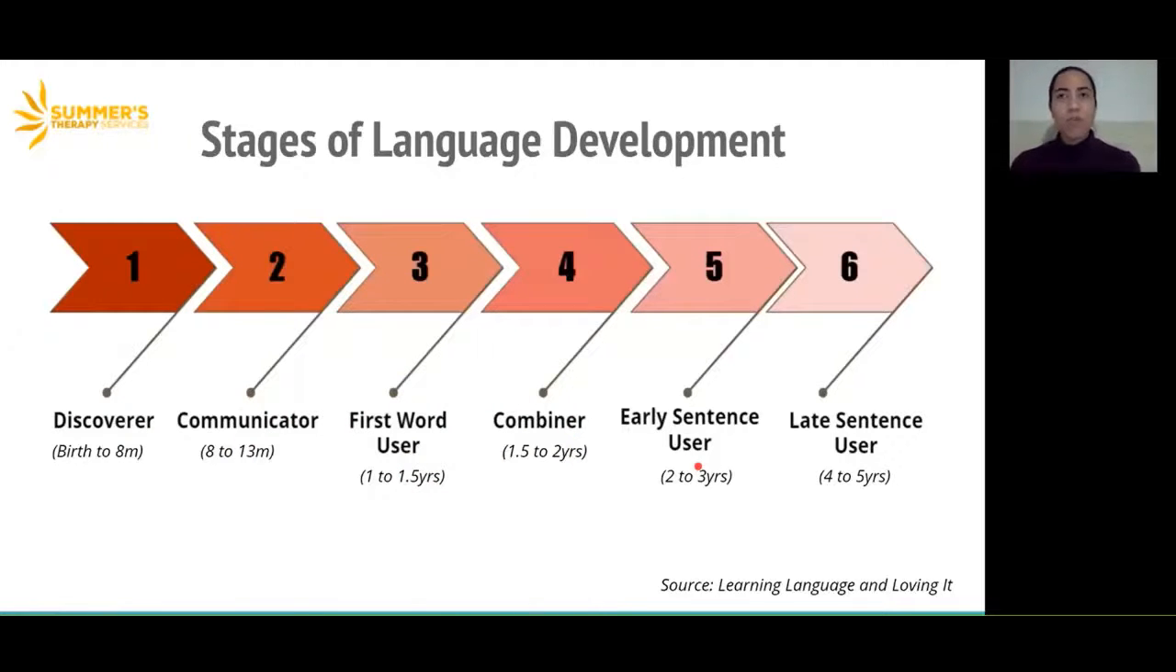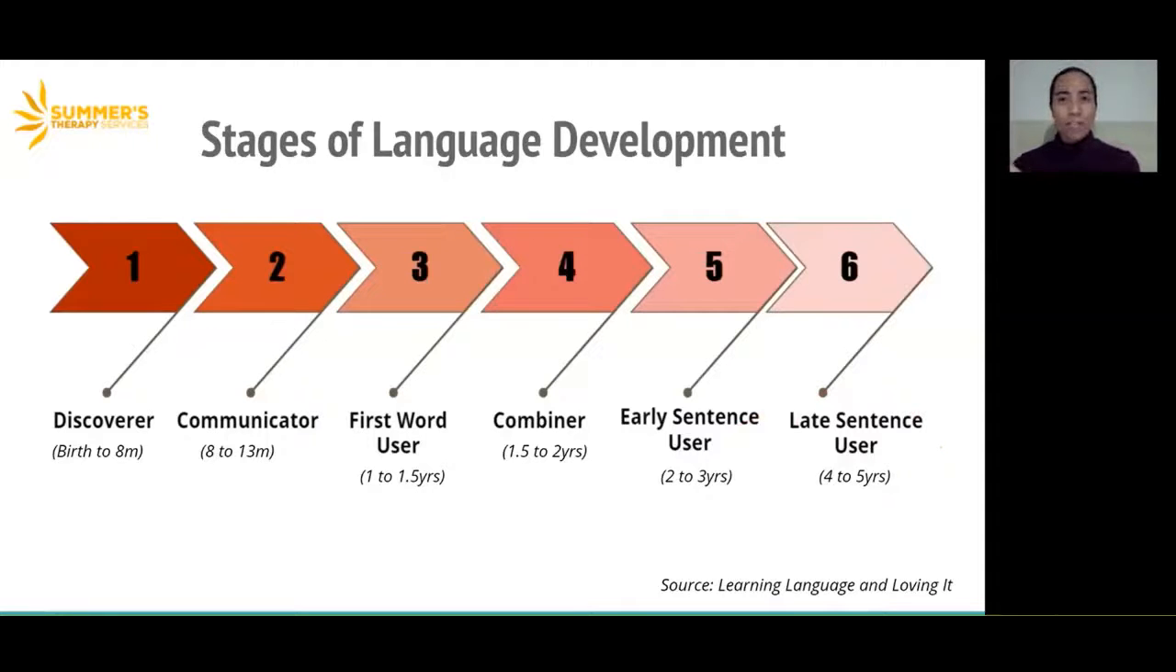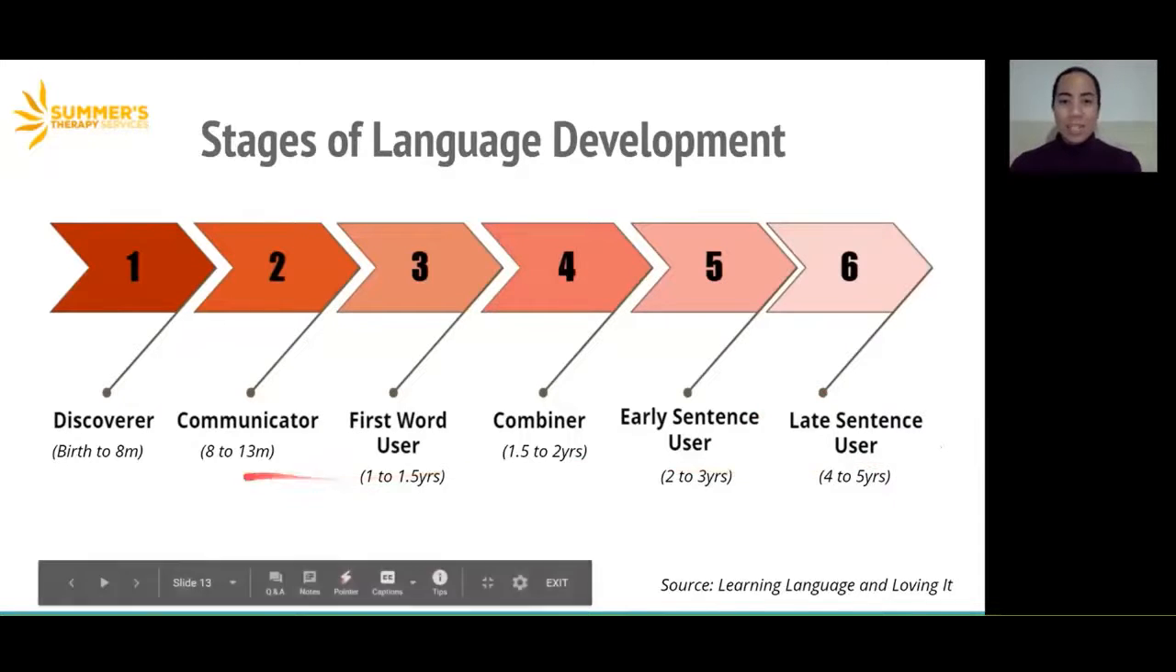I'm learning so many new concepts and ideas, and I put them together to form longer and longer sentences. And then at the late sentence user stage, I'm adding my sentences together and forming simple short stories with the concept of time. I can start sequencing them in a logical manner. So these are the stages of language development.